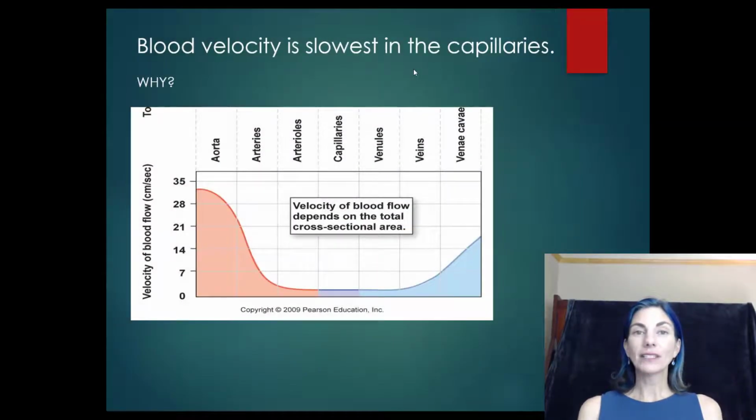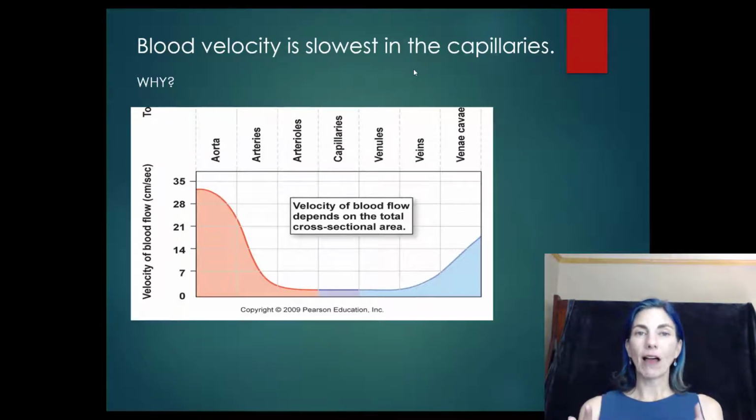Okay, now it's time to talk about blood velocity. I mentioned earlier that blood velocity is going to be slower in the capillaries than anywhere else, which actually should be a little weird to you, because you might think the lowest pressure is actually going to have the lowest velocity. And of course, lowest pressure is found in the veins, not in the capillaries. But it turns out that capillaries have the lowest velocity.